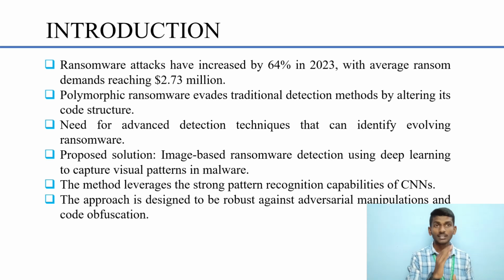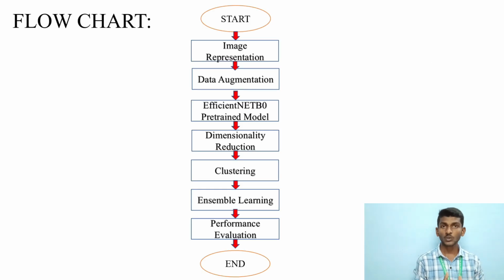Proposed solution. Here we propose image-based ransomware detection using deep learning to capture visual patterns in malware. The method leverages the strong pattern recognition capabilities of CNN, convolutional neural networks. The approach is designed to be robust against adversarial manipulation, and here we move on to the flowchart. First, image representation and data augmentation, EfficientNet B0 pre-trained model, dimensionality reduction, clustering, ensemble learning, performance evaluation, and then lastly the output. This is our proposed flowchart.